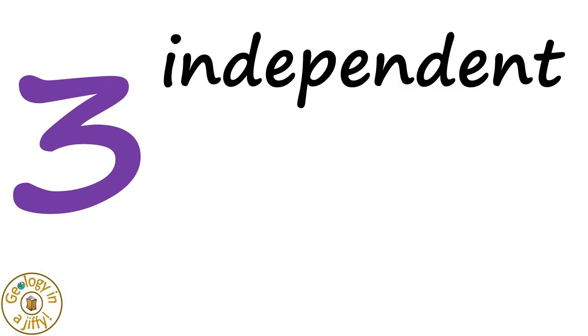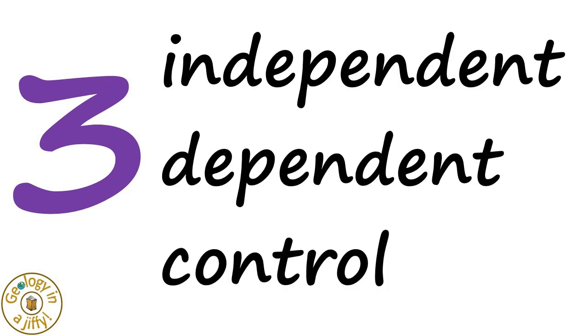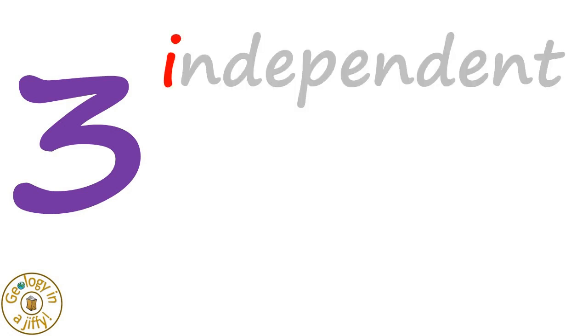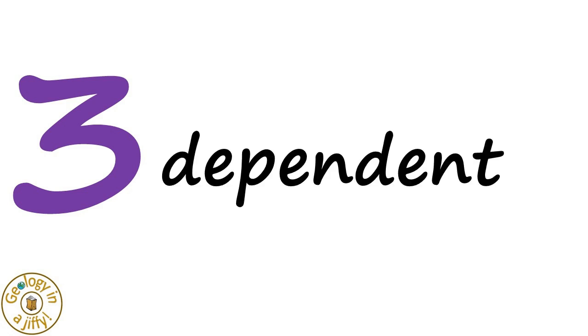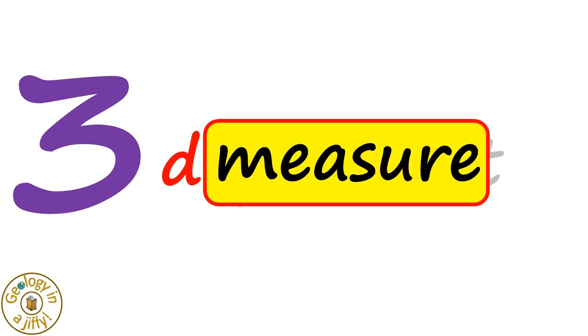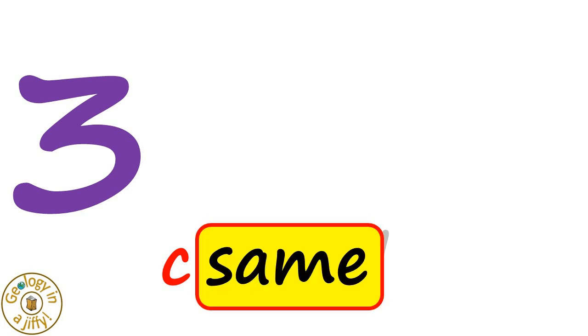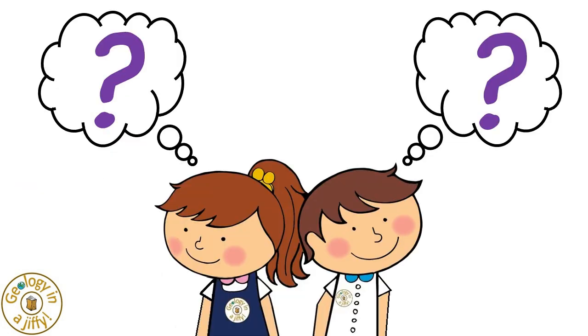There are three main variables, being the independent, dependent, and control variables. The independent variable is the factor that we change. The dependent variable is the factor that we measure or test, and the control variables are the factors that we keep the same. But how can I simply remember the names of the variables?